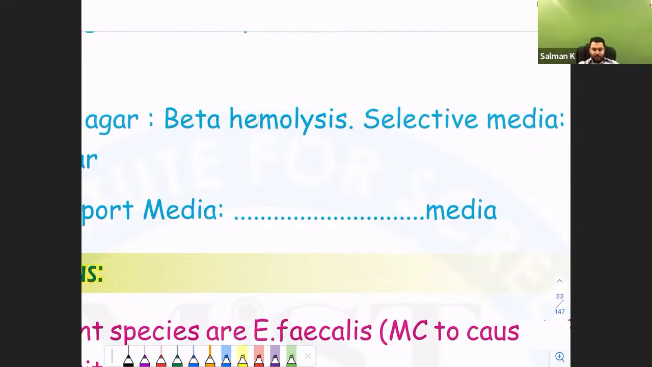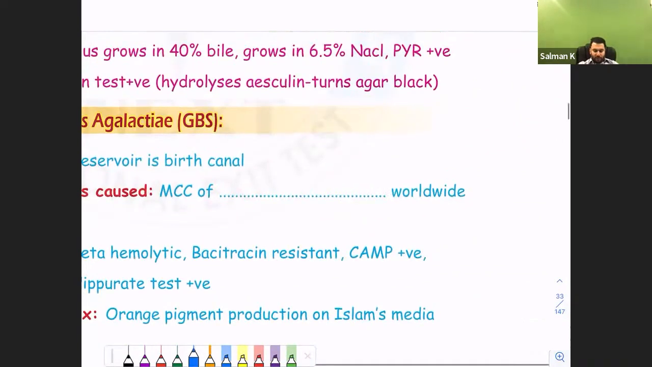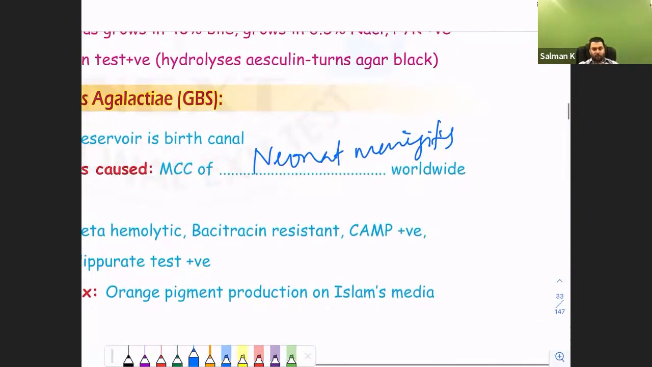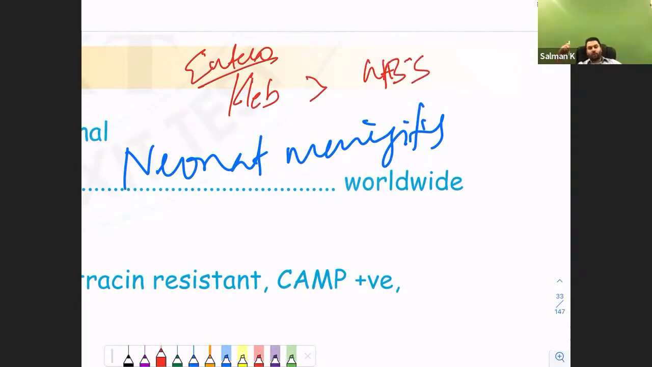All right, doctors. Next. Streptococcus agalactiae, I've already told you, this organism also causes neonatal meningitis. It's the most common cause of neonatal meningitis worldwide, but in India, it is the second most common cause. I repeat, in India, it is Enterobacteriaceae members like Klebsiella most commonly, followed by group B strep like agalactiae. They are the ones that cause neonatal meningitis. So that's the point that you should all be thorough with.